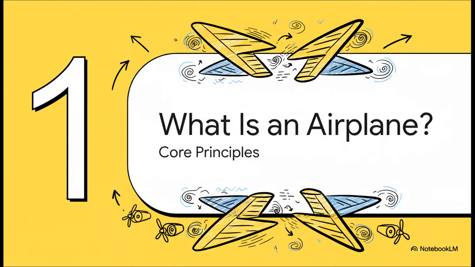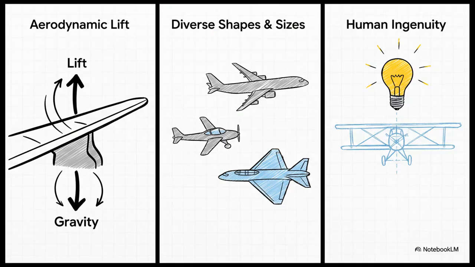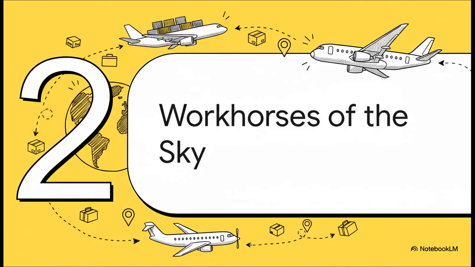Okay, building on that definition, we can really see the core principles that make flight possible in the first place. This really sums it up perfectly. On one side, you have the basic science, aerodynamic lift, that's the force pushing up against gravity. Then you've got this incredible diversity. No two airplane types are exactly the same, and that's because they're all built for a very specific job. And finally, it's just a reminder that every single plane you see up there started as an idea, a problem that needed solving.